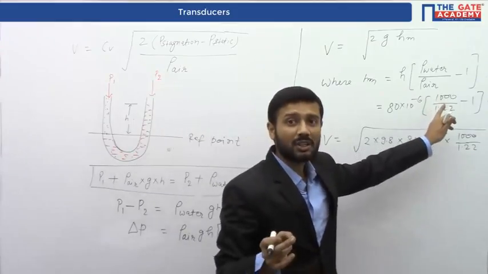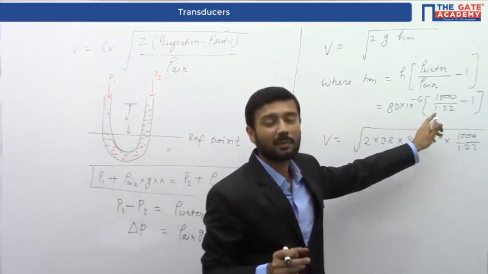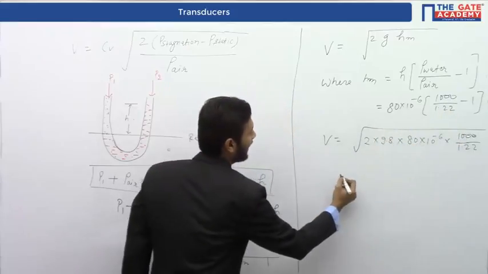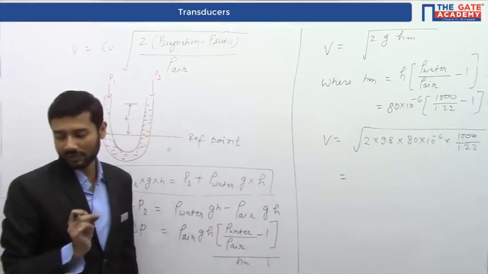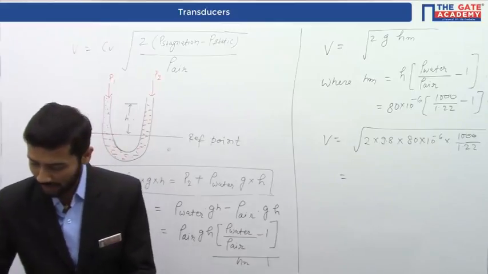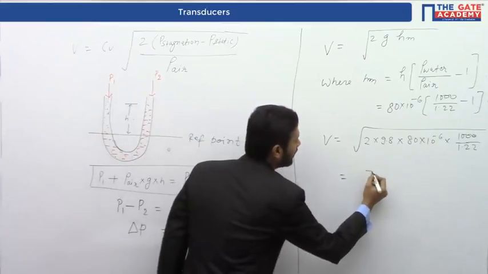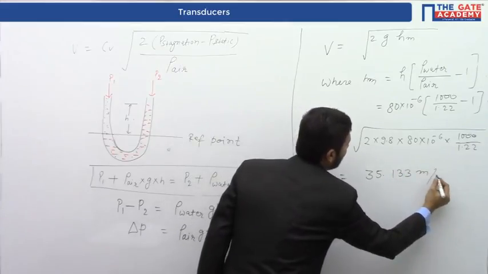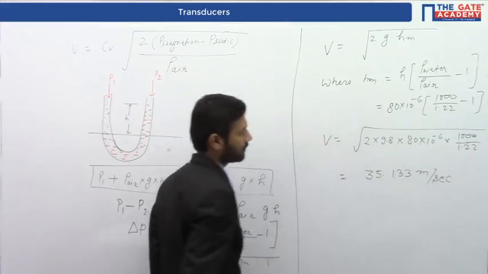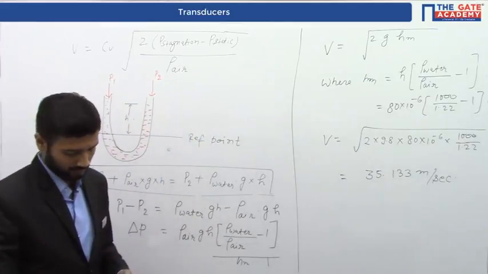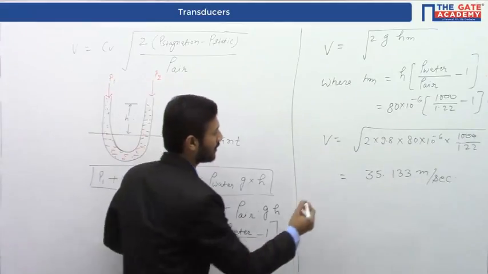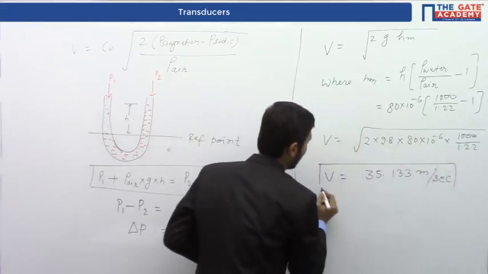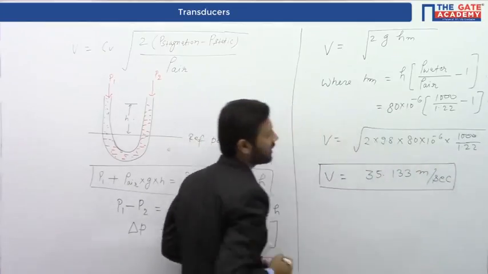This ratio, 1000 by 1.22, is much greater than 1, so we can neglect this 1. So we get the velocity of this air as approximately 35.133 meter per second. And this is what we were asked to calculate, the velocity of air.